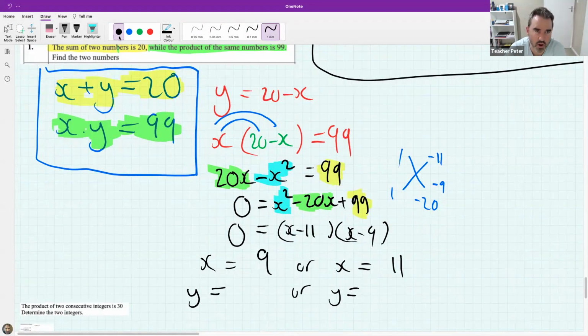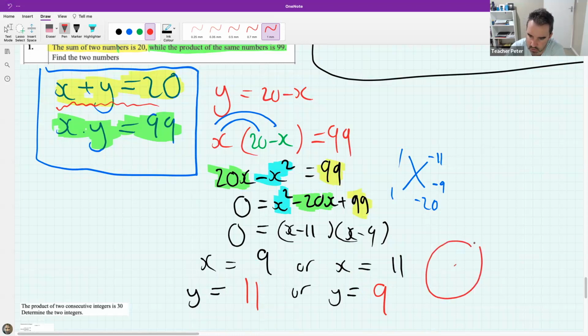So x plus y equals 20 are the two values there. But if you know x is 9, then y would be 11. And if x was 11, then y would need to be 9. So if x is 9, y would be 11, and if x is 11, then y would be 9. And then we're all good to go. All right, so that is another variation of the simultaneous equation we can do.